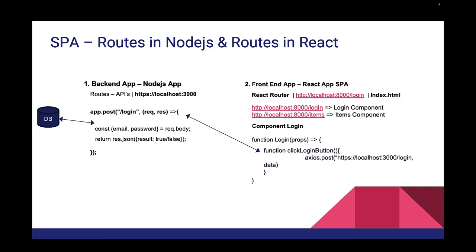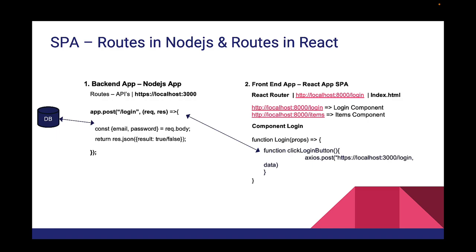This way React is actually making a call to the backend API to send that data, make sure the backend does something, validates those credentials, and then gets the response back from the Node.js API route. This way we are able to connect these two routes. Those are two fundamentally different routes. React is talking to Node.js.